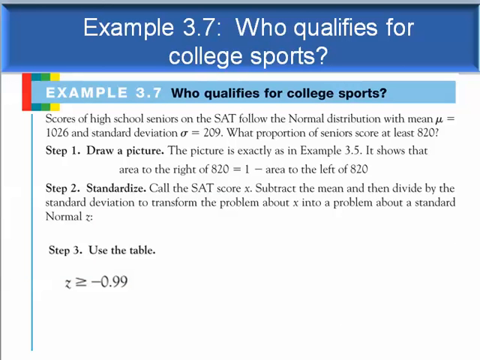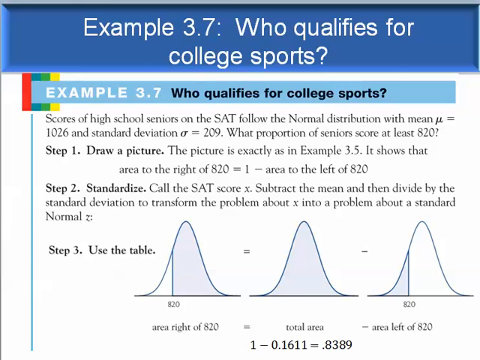Now that we've looked up our values, we go back to our final calculation. We can't just use this 0.1611 number directly because that's the values to the left and we're looking for the values to the right. So instead we take the total area of 1 and subtract the 0.1611 to get 0.8389. That is the percent of seniors who score at least an 820 on their SATs, which means that approximately 83.89% of college seniors would qualify for college sports.